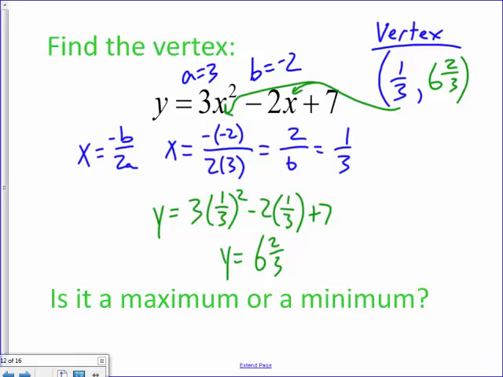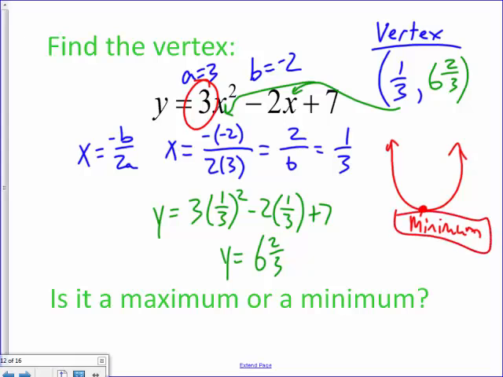It says, is it a maximum or a minimum? We'll just take a look. What's your graph doing? Is it going up or going down? Well, you have a positive number in front of your x squared, so that means it's going up. So that means your vertex is a minimum, right? Because it can't go any lower than that vertex. So that guy is a minimum right there. All right, sweet stuff.